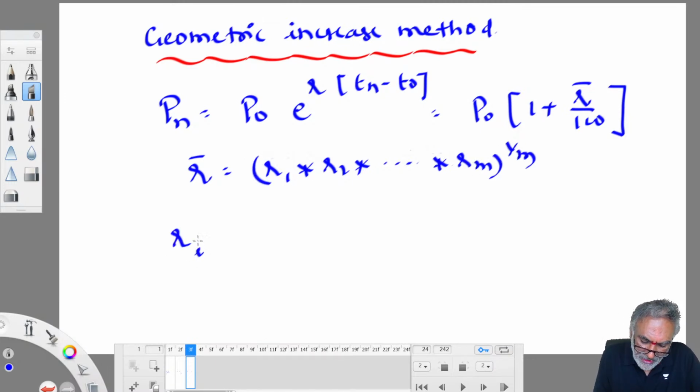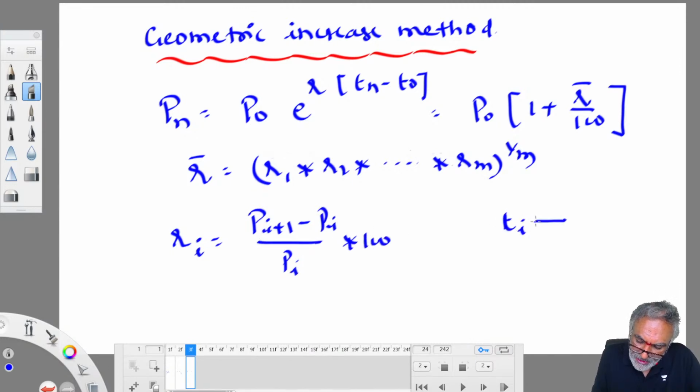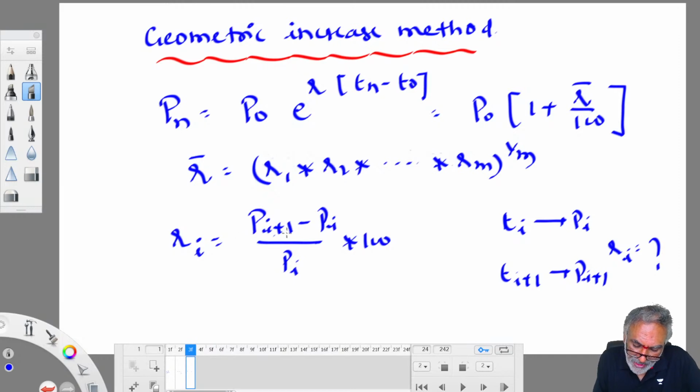So how to work out the R value? Ri is the percentage increase in population, so it is (Pi+1 minus Pi) by Pi: change in population by original population. At time Ti, population is Pi. At time Ti+1, population is Pi+1. Between these two periods, you have to work out the change in population. Percentage increase in population is Pi+1 minus Pi, the change in population between these two time periods, by the original population, into 100, which will give the Ri value. This is how we work out R bar. Once R bar is known, then formula substitution, with R bar whole power n.